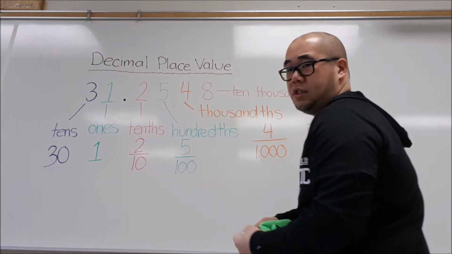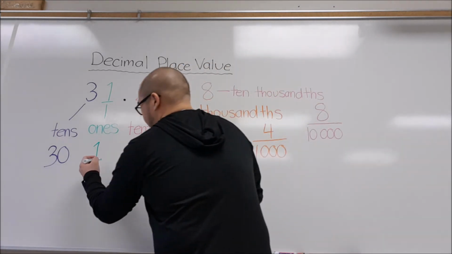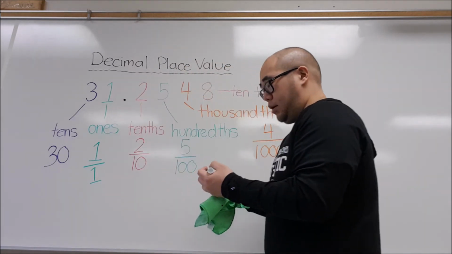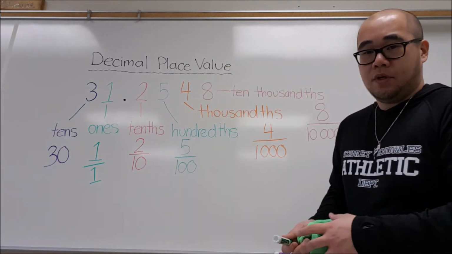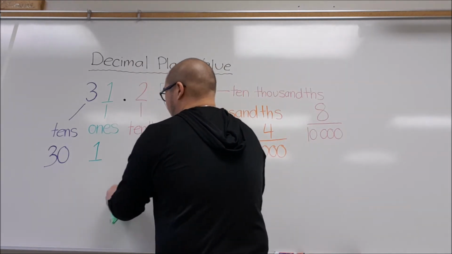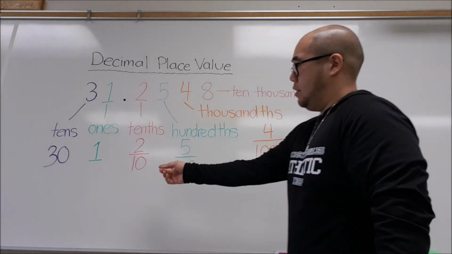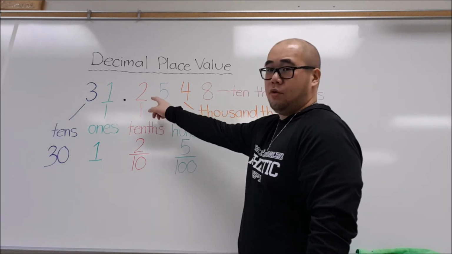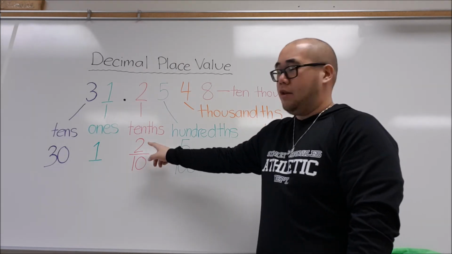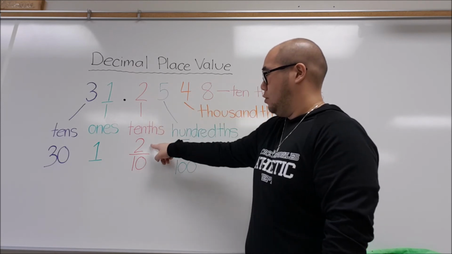Same thing goes with the ones place value over there, with the 1. We don't need to go 1 over 1, because we already know that 1 over 1 is 1. So we don't have to write that down. We just put 1 for the ones place value. But over here is when it gets a little bit different. When you have the tenths here, and I have a 2, the fraction is 2 over 10, otherwise known as 2 tenths.